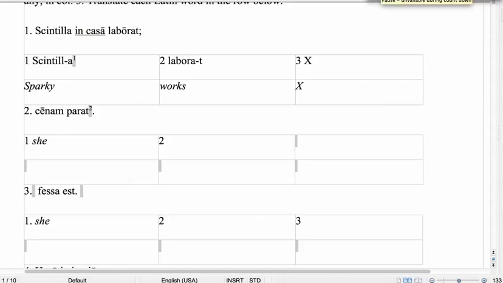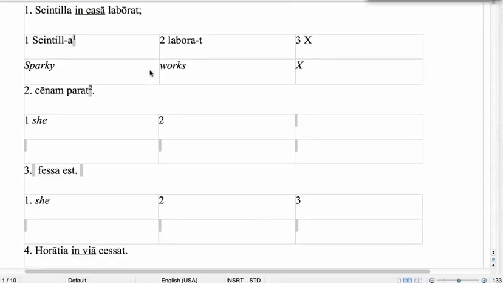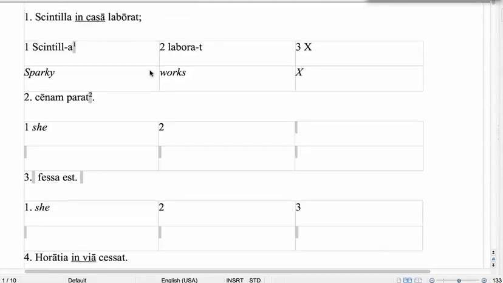This is the support video for the homework from yesterday, Thursday, the 28th of August for first year Latin. What I want you to do in this exercise is put the word that has the nominative ending, in this case short A, in the box marked 1. As I've done in the example here, scintilla ends in short A, goes in the first box.